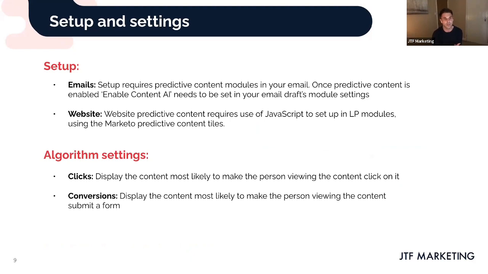For example, when you're in the email editor, there will be an option to adjust the settings to then enable it to allow that particular piece of content in that particular module there and then. And with your website as well, you'll also need to deploy the JavaScript to the relevant pages to then allow your predictive content to work across your different pages on your site.